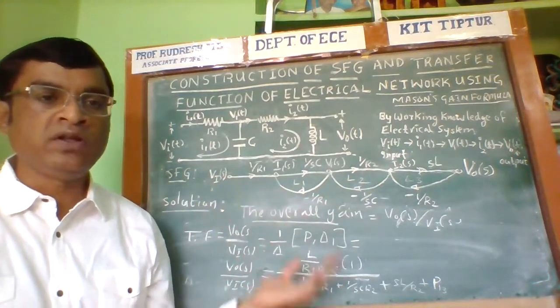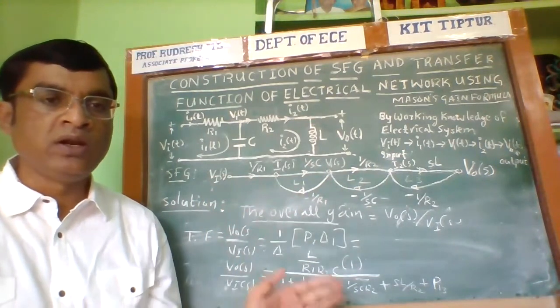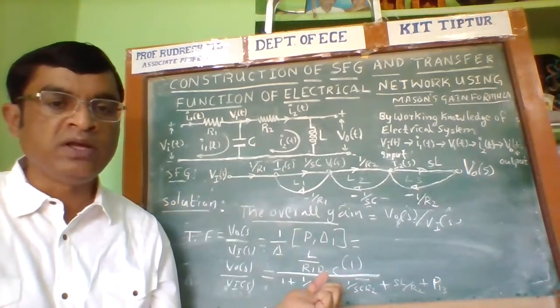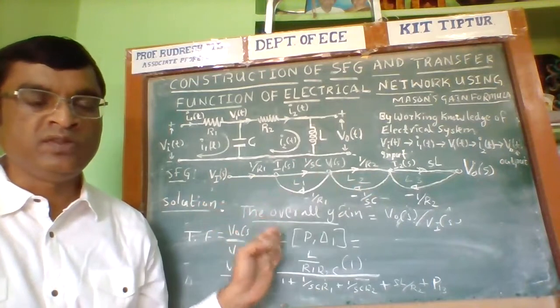The electrical network is given. We need to convert the electrical network into the signal flow graph. Then by applying Mason's gain formula, we can get the overall gain of the system.